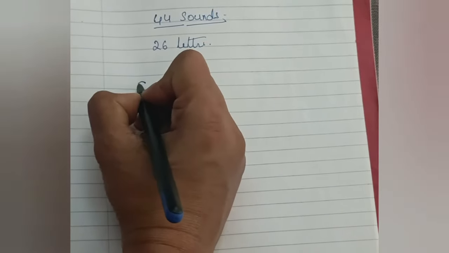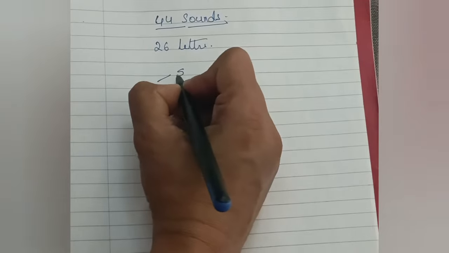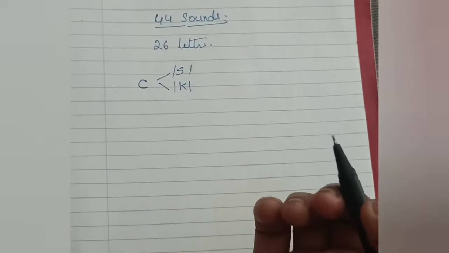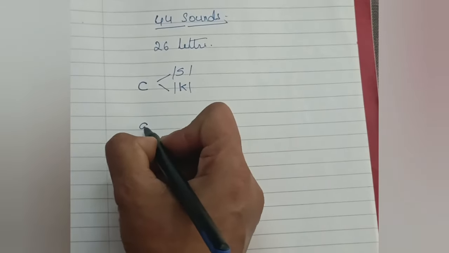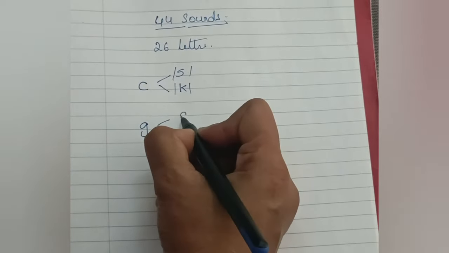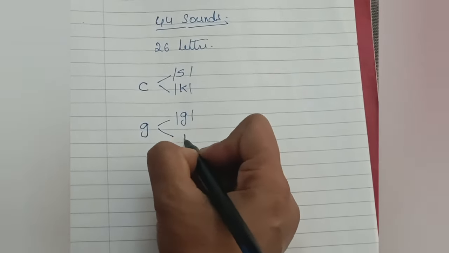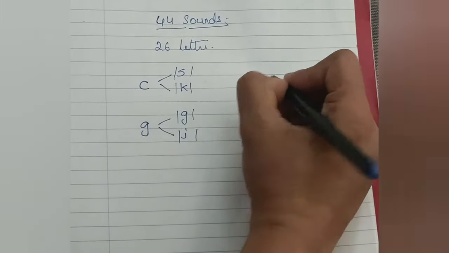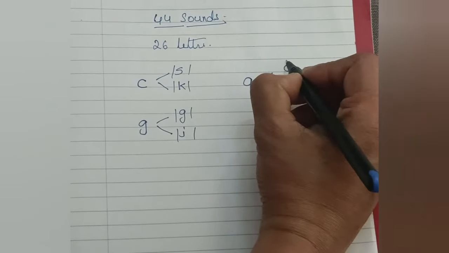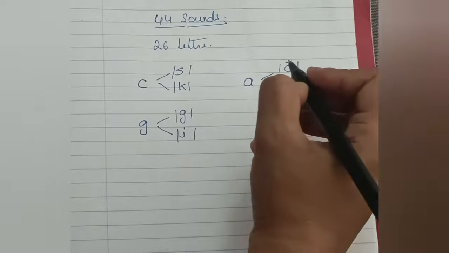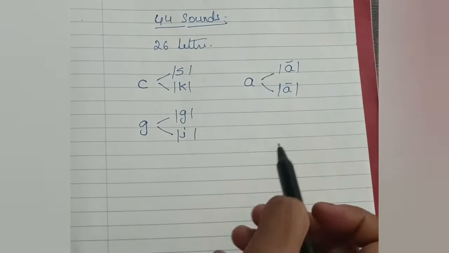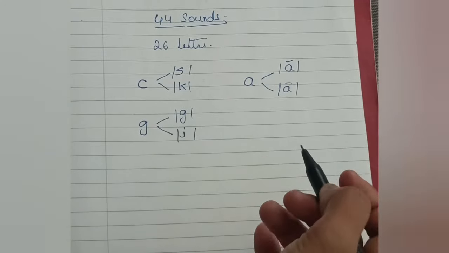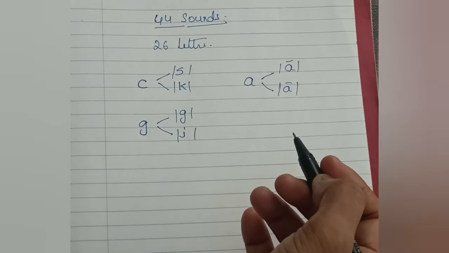For example, letter C. It makes the sound S, and again it makes the sound K in a few words. Letter G makes the sound G in some words and J in some words. And vowel A makes the short vowel A sound and the long vowel A sound in different words. So like this, many letters have different sounds with the combination of other letters.